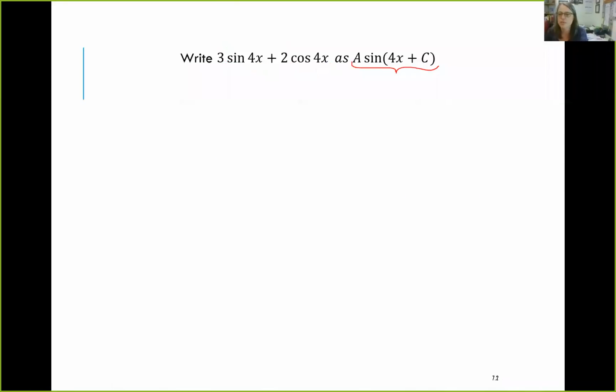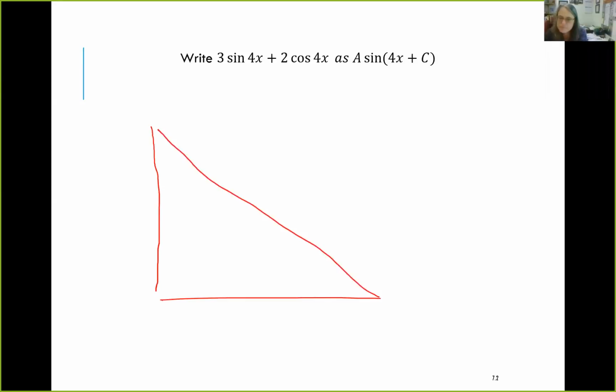So remember that if we've got an angle inside a right triangle. Ooh, that's really bad. Okay. Give me a second here. That's a little better. It's a little big, but that's okay.